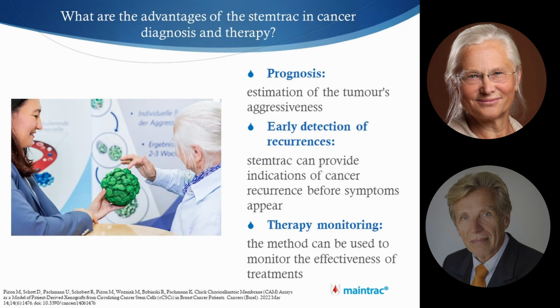What are the advantages of stemtrac in cancer diagnosis and therapy? For prognosis, it can help us to estimate the tumor's aggressiveness. And if the stemtrac cultivated cells, the tumor stem cells, increase, this can provide indications that a tumor is going to recur before symptoms appear. And it can be used for therapy monitoring, because we can monitor the effectiveness of treatments on the cancer stem cells, on those cells that are capable of dividing and driving the tumor growth.